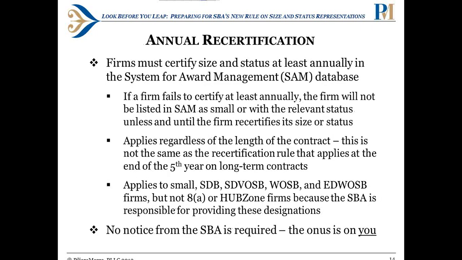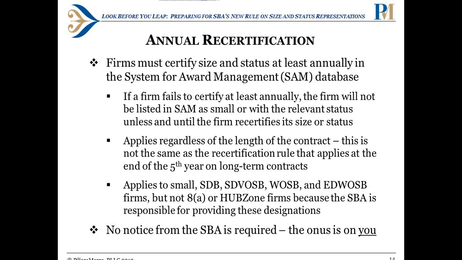So under the new rule, firms must certify as to their size and status in SAM at least annually. And if you don't, your failure to do so will result in the firm not being listed in SAM as small or with the relevant status until that firm recertifies. Notably, contract length is irrelevant to this requirement for annual recertification. And this requirement is separate and distinct, for example, from the requirement that COs must request a firm to recertify as to size or status at the end of the fifth year on long-term contracts.